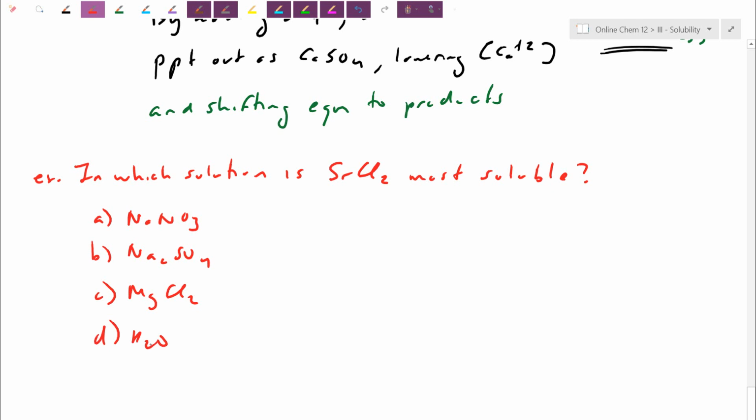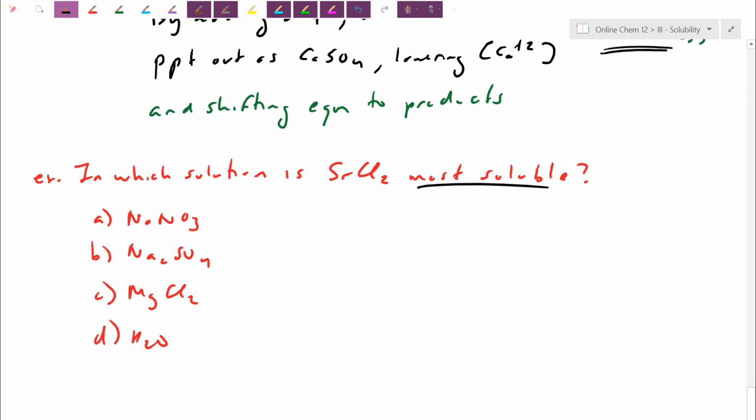It certainly doesn't look like a common ion effect question. They're not asking, oh, I want to increase solubility, decrease solubility. How can I shift the equilibrium? What they're saying is I'm going to add strontium chloride. I'm assuming equal molar, just to be fair for these chemicals here. In which of these, when I toss it in, will it dissolve the best?